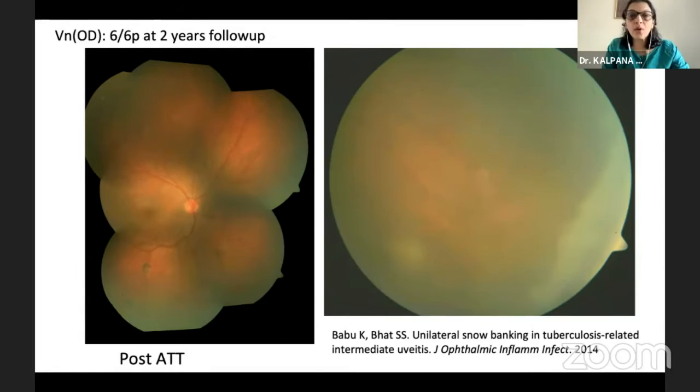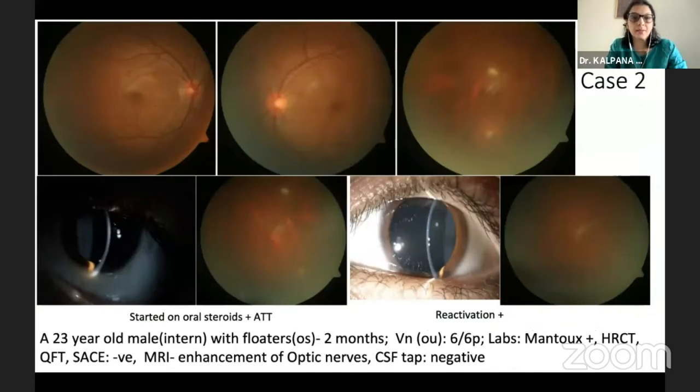Now, contrary to what we have been taught that snow banking never occurs in tubercular uveitis, this is quite opposite. So we did see snow banking in a patient with tubercular intermediate uveitis.